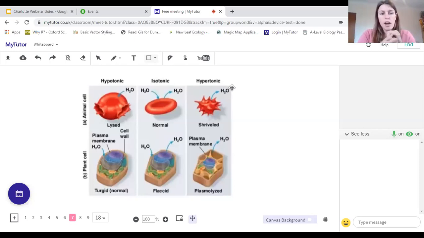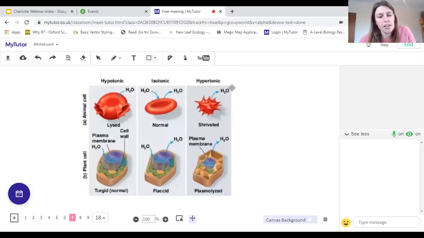When the cell shrivels down, it can't perform the functions that it normally does. So both having a cell lyse or a cell shrivel can be really bad. And if it happens enough, then it can be deadly. So for example, if we get really dehydrated, eventually our cells shrivel and die. Okay. Plant cells are slightly different again.